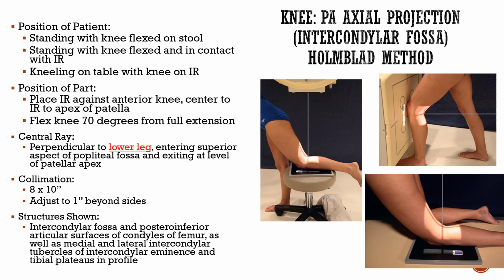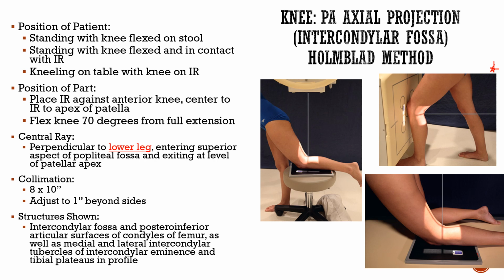On the PA axial projection, which is for the intercondyloid fossa, Holmblad method, we've got 3 different ways that we can do so. We can have the patient standing with the knee on a stool, or the knee flexing in contact with the image receptor in some other way, or even kneeling on the x-ray table. The most common one is the second one, with them standing up against the image receptor, against the upright bucky.